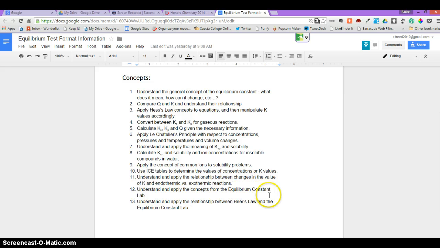Understand and apply the concepts from the Equilibrium Constant lab. That's the lab with all those serial dilutions, sample A, B, C, etc., test tubes 1, 2, 3, etc. Go back and review that. Part 13 here says, understand and apply the relationship between Beer's law and that lab. And you're saying, Beer's law? How is that relevant?